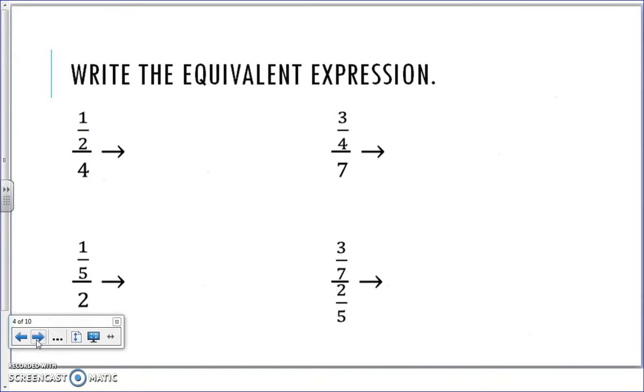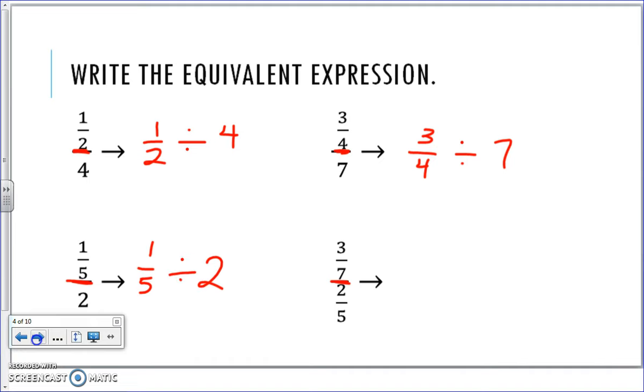On your paper, just for exercise, you can see that this fraction bar right here is a little bit longer than the other one. It's a little more distinguished, a little more bold even. So I would just rewrite this as 1/2 divided by 4, or 3/4 divided by 7, or 1/5 divided by 2, or 3/7 divided by 2/5. Same thing, means the same thing, just written a different way.